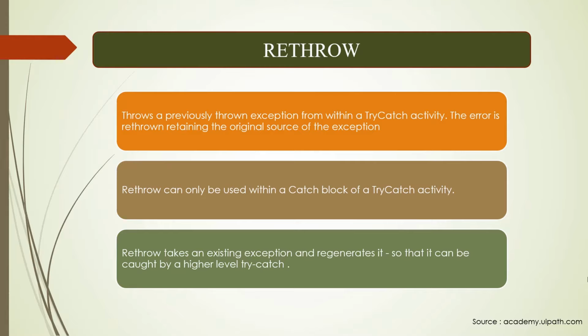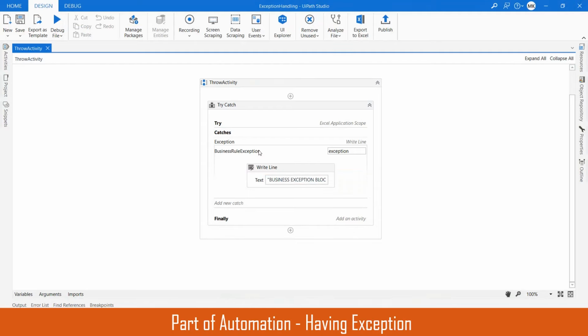But as of now, just understand that rethrow can be only used within a catch block. And what rethrow actually does, if you just look at the word rethrow, is that whatever exception your code has thrown, you are just rethrowing the exception. Now let us see how it works, and let us go back to UiPath Studio and analyze it. I am back in my UiPath Studio.